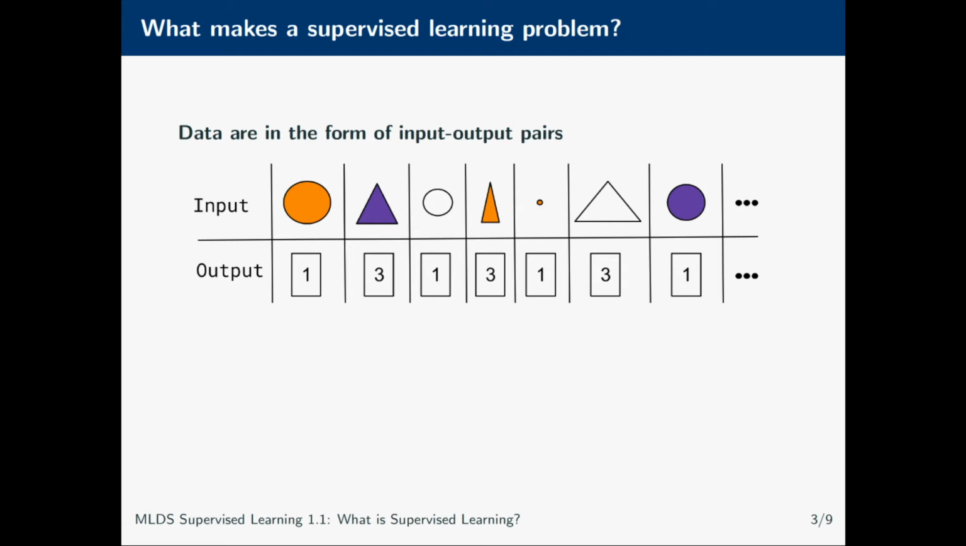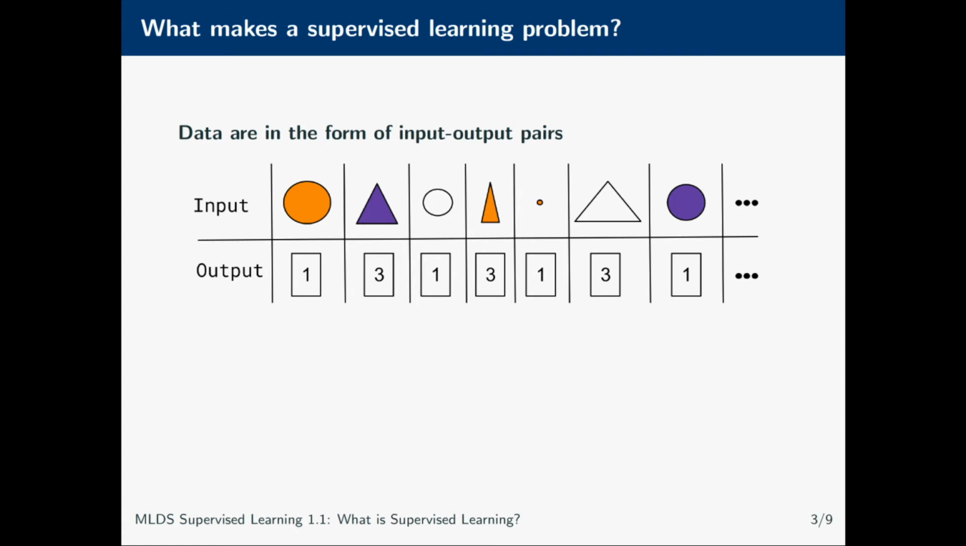Assigning a colour label to each object in this way is often referred to as labelling the data. And as every very patient parent will tell you, this is a very time-intensive process. Having access to these labels is the defining feature of a supervised learning problem.